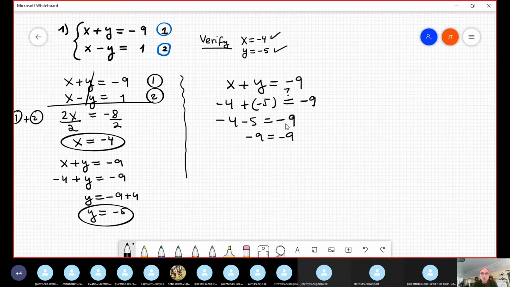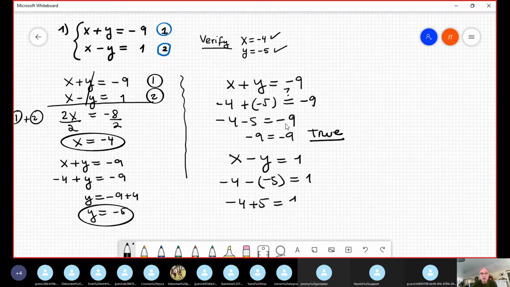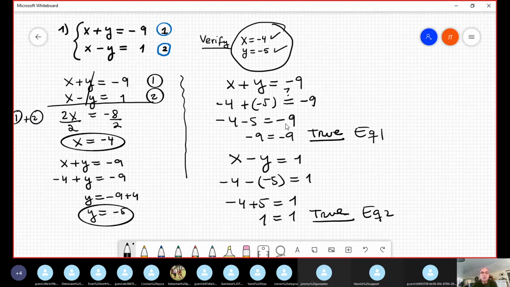This statement is true, but you need to prove it's true in both equations. True in the first one. In the second one, I have no idea yet. It's x minus y equals 1. X is negative 4 minus negative 5, double minus becomes positive. Negative 4 plus 5, of course, is 1. So 1 equals 1, true again. In both equations, equation 1 and equation 2, therefore I can affirm that this solution is true because it satisfies both equations. End of the story.